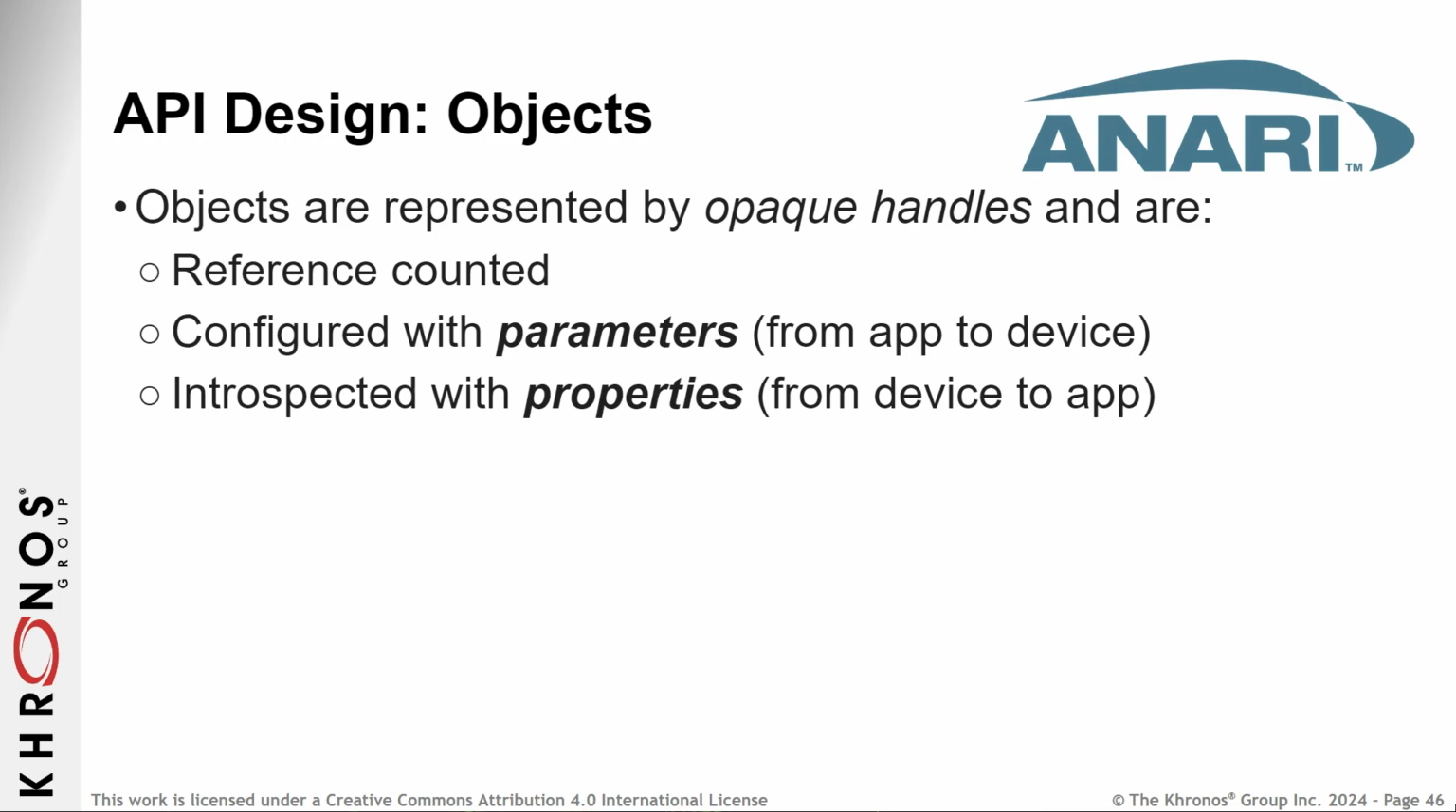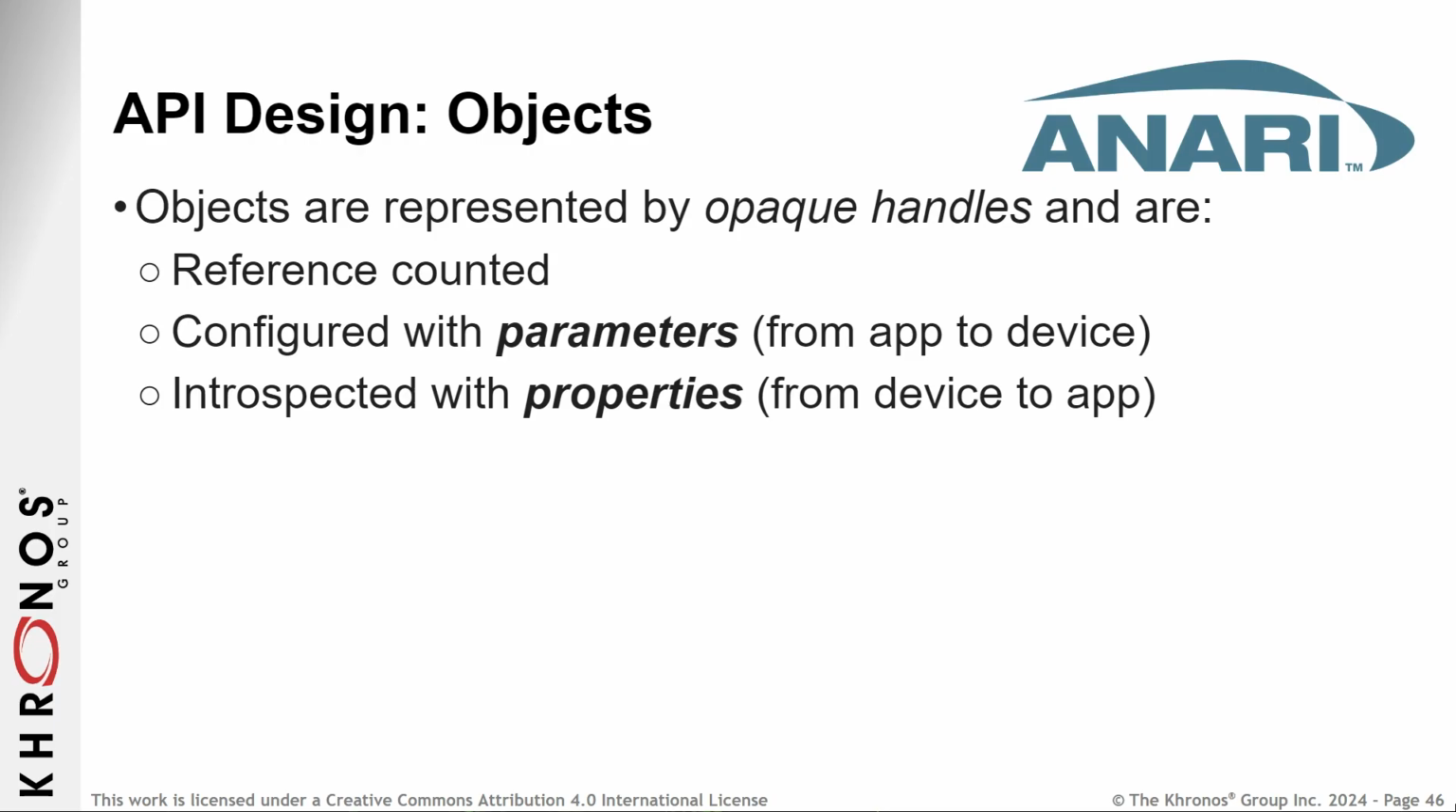A core concept in the Anari API is that objects are represented by opaque handles. And the whole point is we're not trying to standardize implementation details. And so there's just some really basic concepts I'll walk through that will actually get you through understanding most of the API. They're reference counted. It's pretty straightforward. And then they're configured with parameters. So for us, the name parameter means information that goes into an object. And then properties is information that comes out. Those are not the same concept. The idea is parameters are things that the implementation can't possibly know that needs to come from the app, which is most things.